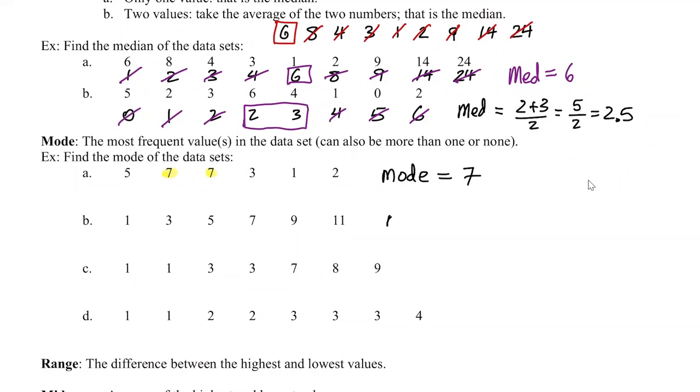So that's the justification for why there's no mode in the second example, because there is no number that occurs more frequently than any other number. Everything occurs the same number of times. In C, the 1 occurs twice.